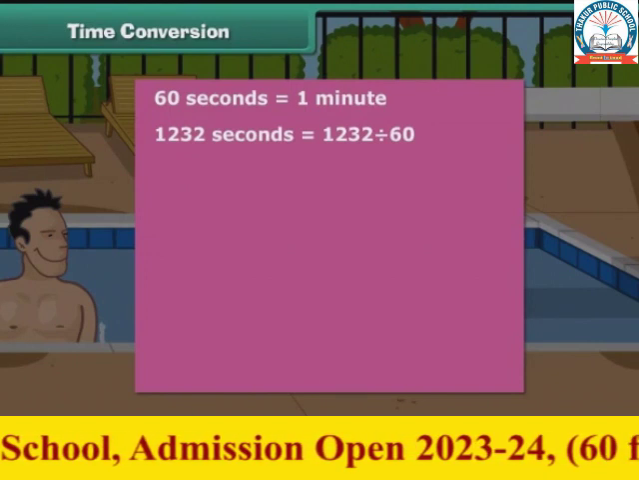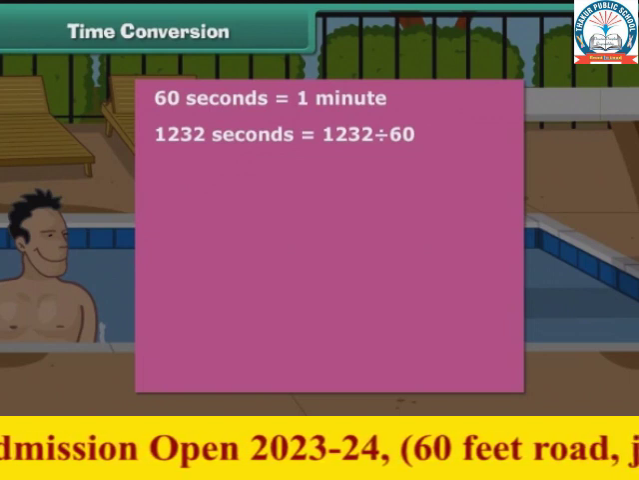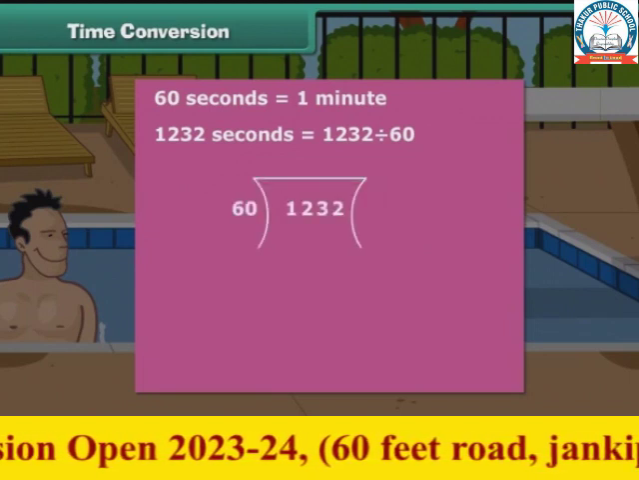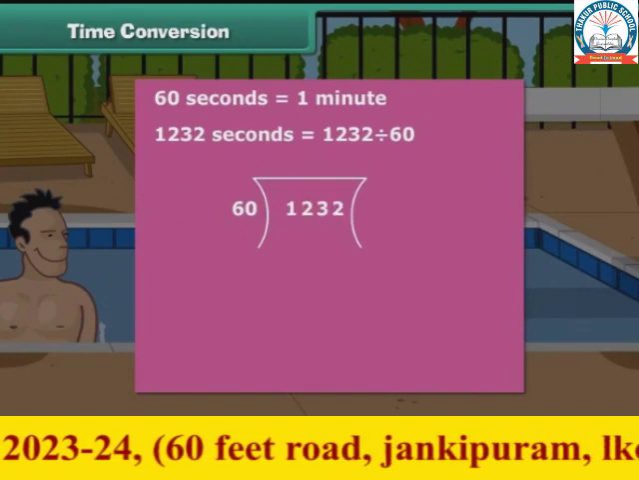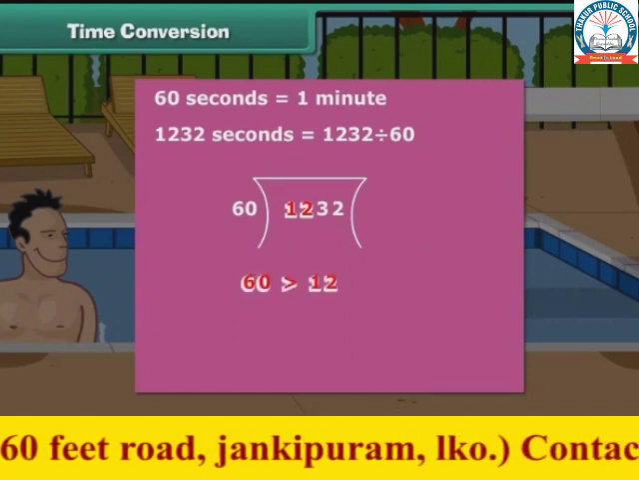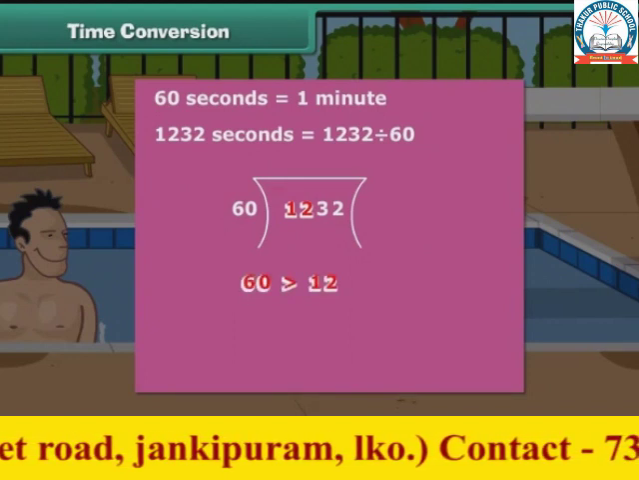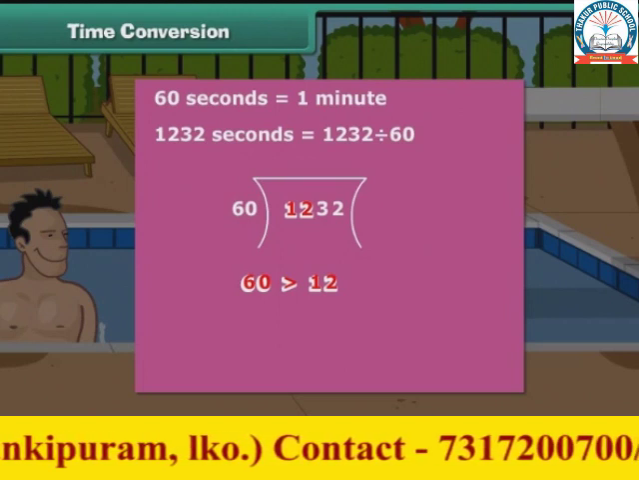1,232 seconds is equal to 1,232 divided by 60 minutes. To divide 1,232 by 60, write the two numbers as shown. Take the first 2 digits of 1,232 together, that is 12.